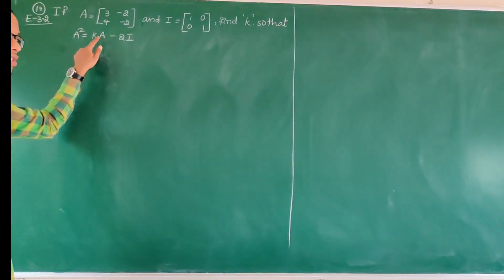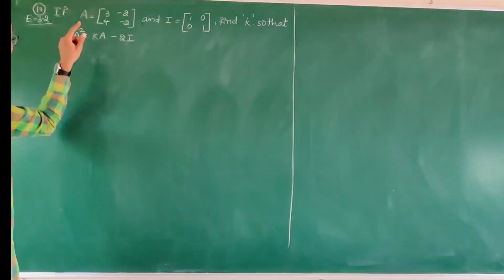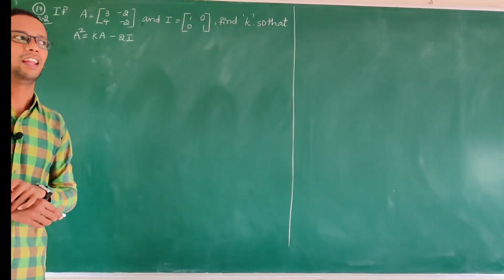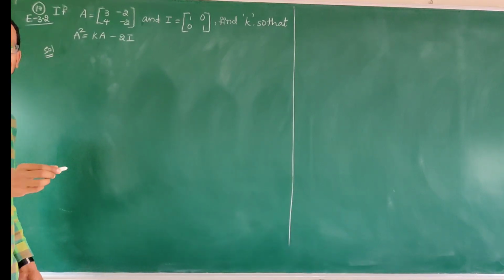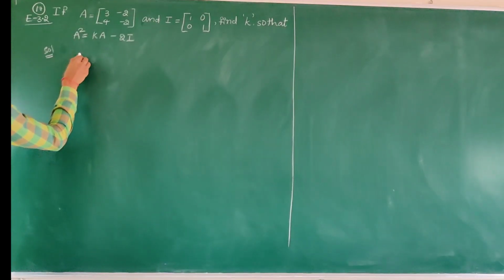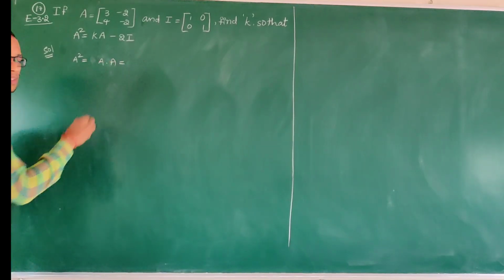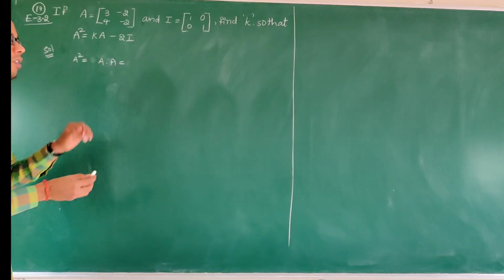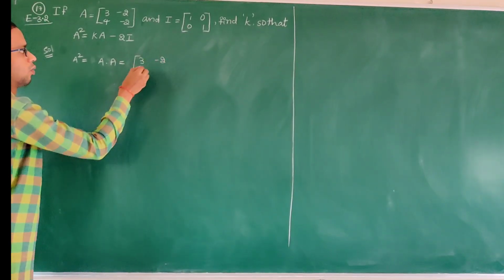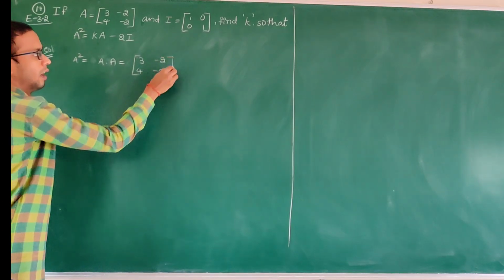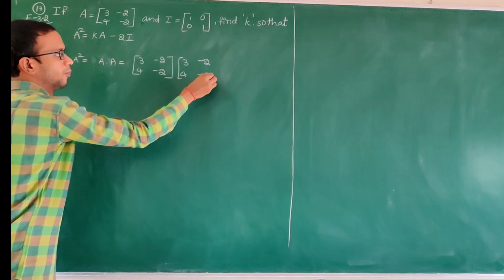You observe in this equation, A we already know, I we also know, we just have to find A square and substitute in this one. Solution: first I will find A square. So A square, how will we find? A square is equal to A into A. We already did this in previous problems also. What is the A matrix here? 3 minus 2, 4 minus 2, and the other A, 3 minus 2, 4 minus 2.